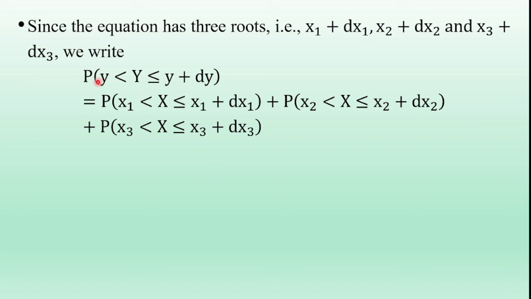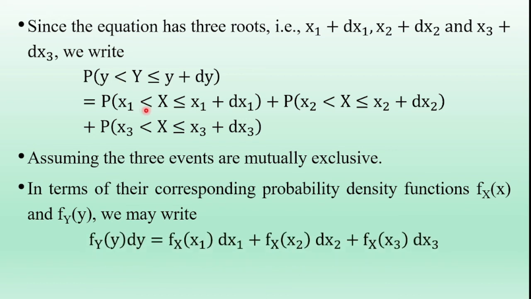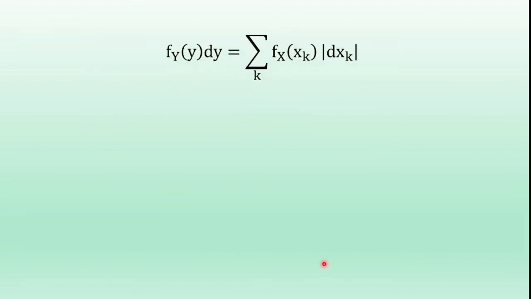So from this equation, the probability on the LHS is the density function into dy, that is fY(y) dy. And on the RHS, the first term is the density function into dx1, the second is the density function into dx2, and the third term is the density function into dx3. So the RHS of this equation may also be written as sigma k equals 1 to 3 of fX(xk) determinant of dxk.